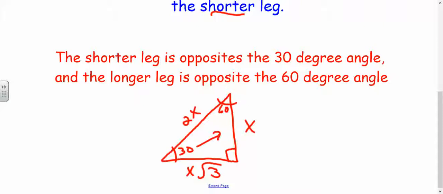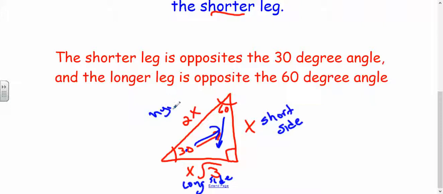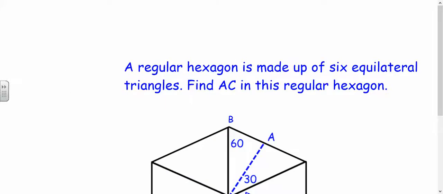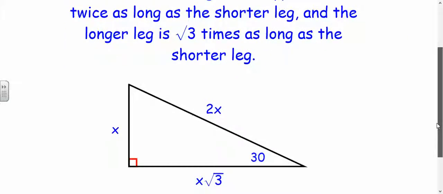Again, here's your 30. Let me do that with a different color. There's your 30, that is your short side. It's across from the 30-degree angle. The 60 here is your long side. That's the one that's across from the 60-degree angle. And the 90 degrees, that's always your hypotenuse. All right? So this is the relationship that you want to remember for a 30, 60, 90 triangle. So let's see if we can try one.